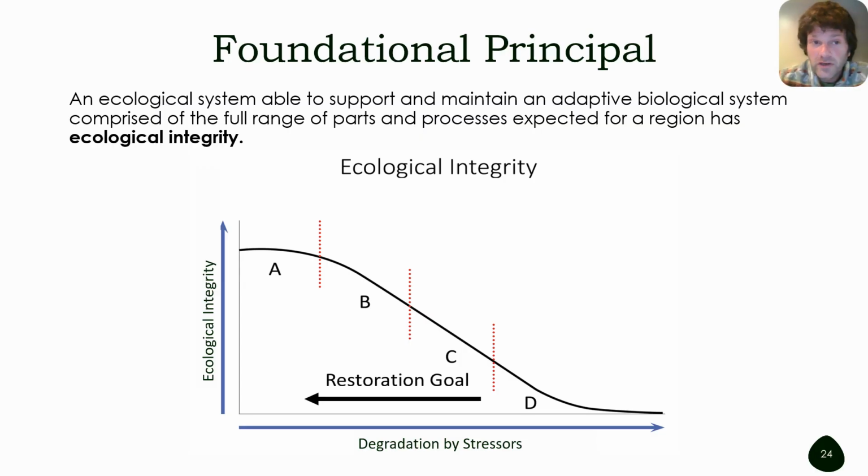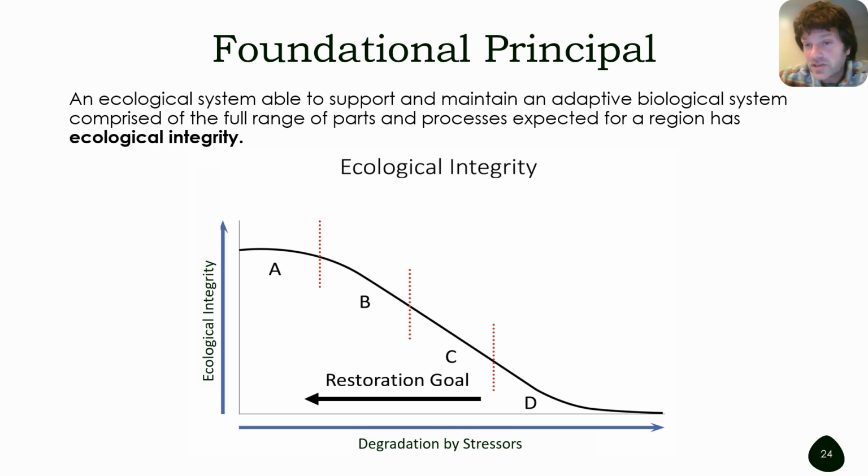A foundational principle here is ecological integrity. So an ecological system that is able to support and maintain its adaptive biological system, its stability, and is comprised of the full range of parts and processes expected for a region, has ecological integrity. So when we're restoring sites, we're trying to push them back towards a condition where they have ecological integrity. So that's visualized here on the y-axis.